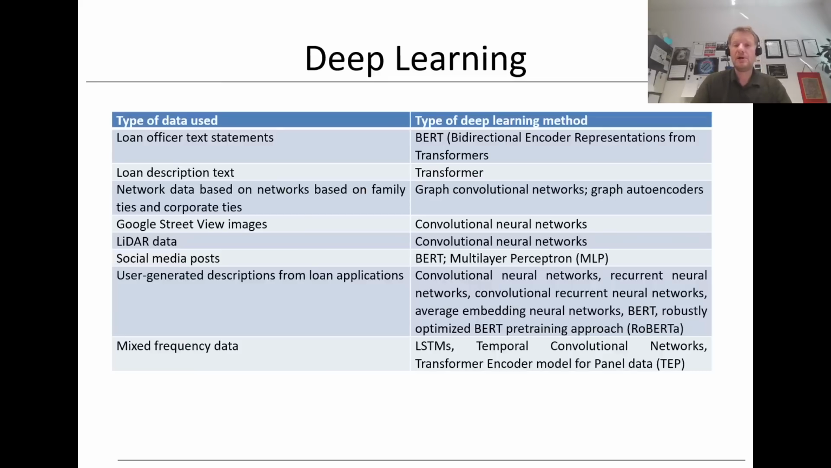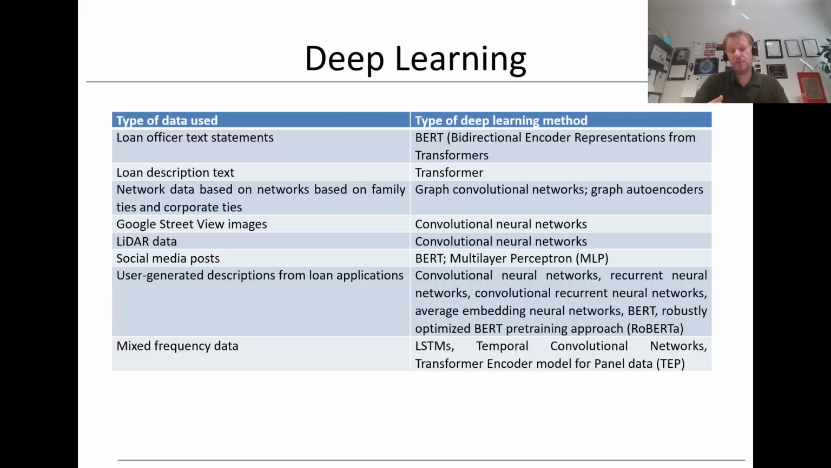However, where deep learning can really show its merits is on unstructured data. And here you can see many of the data sources that we already referred to before, like loan officer text statements, which have been used by BERT. BERT stands for bidirectional encoder representation from transformers. It's a kind of pre-trained deep learning method that is especially targeted towards analyzing text.